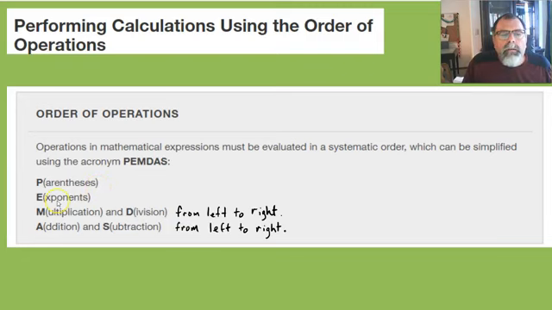Okay? Then you do all your exponents, and that's the second level. And then the third level, you do all the multiplication or division from left to right. And then addition and subtraction is your 4th level, so that's the last. And again, from left to right.